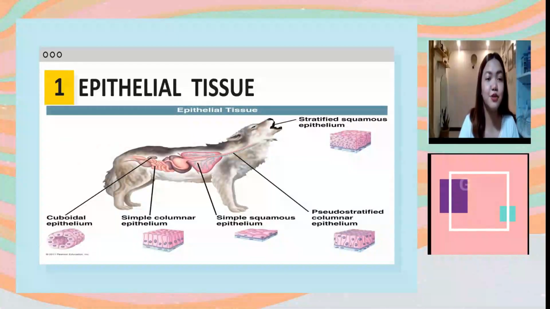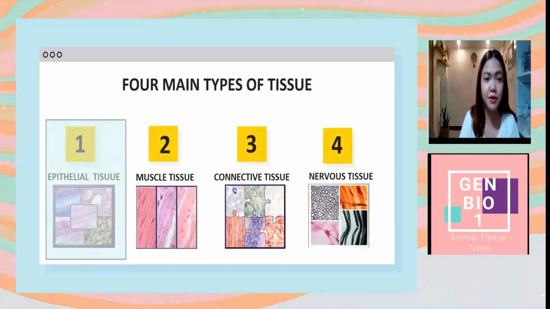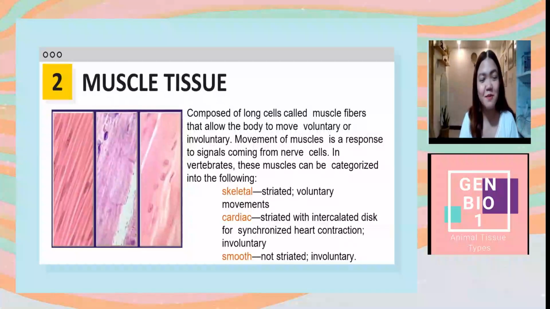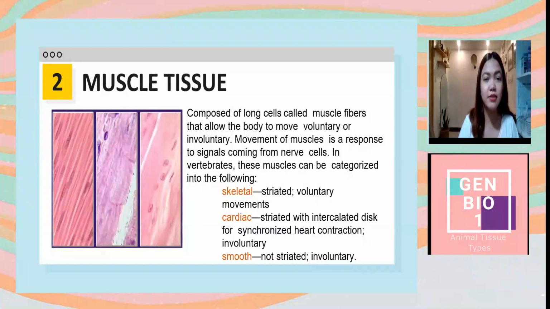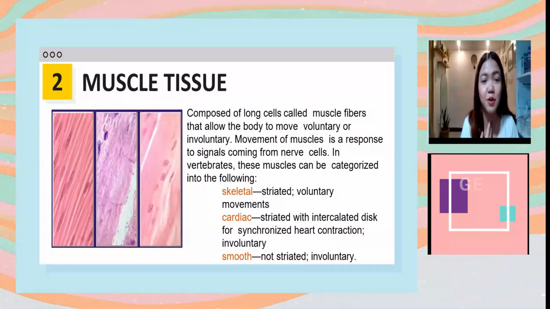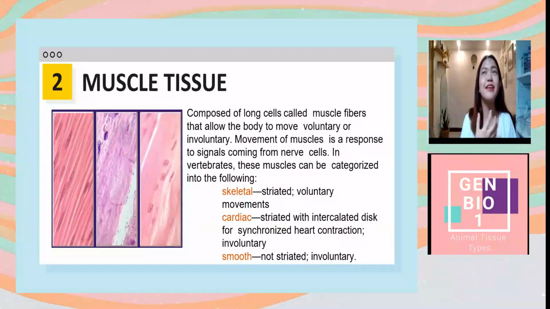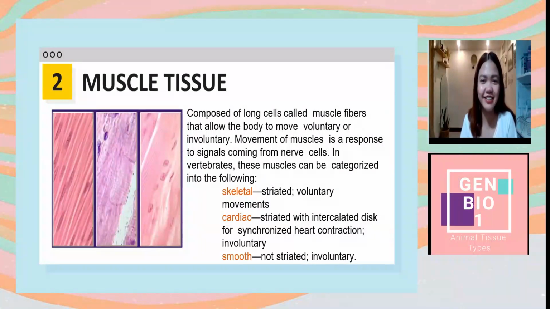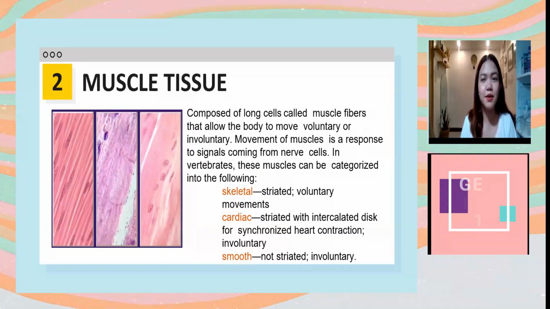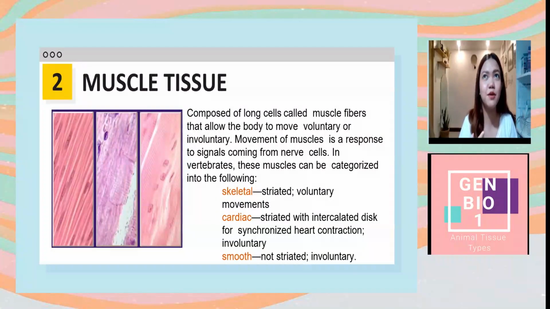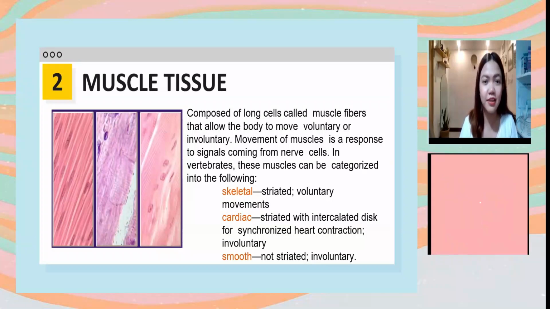So guys, that is your epithelial tissue. Let's go now with your muscle tissue. So your muscle tissue is composed of long cells called muscle fibers that allow the body to move. In other words, your muscle tissue are just those responsible for all the motion movements that you do, okay? Even though you're not aware of it or you're aware of it, okay? Even though it's voluntary or not voluntary.